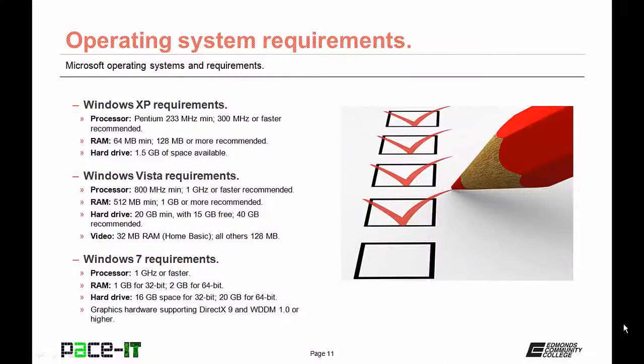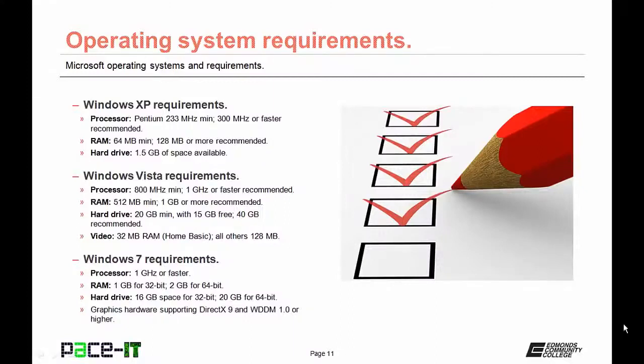The introduction of Windows Vista really ramped up the requirements for an operating system. On the processor side, Microsoft said that the minimum requirement was an 800 megahertz processor, although they did recommend that the processor be able to operate at 1 gigahertz or faster. The RAM requirements also ramped up substantially. The minimum amount of RAM was 512 megabytes, with 1 gigabyte or more recommended.